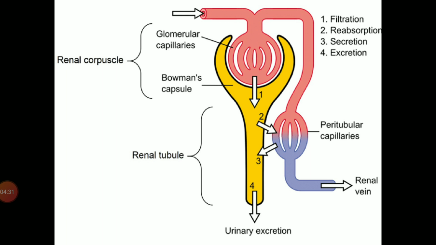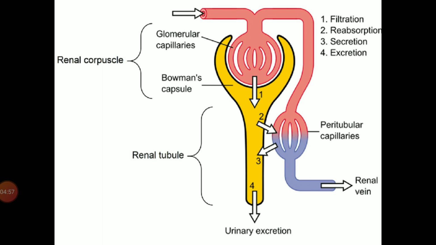Here you can see that these tubular portions are supplied by the peritubular capillaries. These peritubular capillaries are the division of the efferent arteriole, right? So the components of the ultrafiltrate can be reabsorbed back into the peritubular capillaries, and these peritubular capillaries now drain into the renal vein, and this vein will drain into the larger veins of our body and into the vena cava.